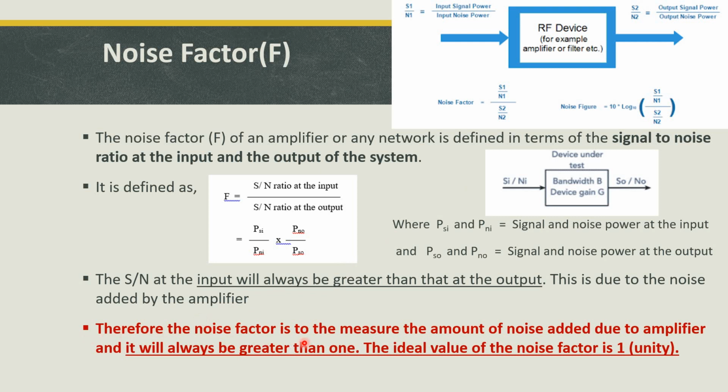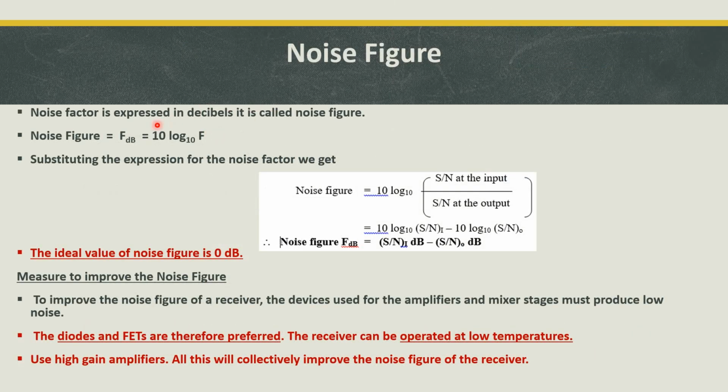Therefore the noise factor measures the amount of noise added due to the amplifier. It will always be greater than 1. The ideal value of the noise factor is 1. If both the values are the same, you will get 1, which means the noise added is almost 0. So by using noise factor, we are able to calculate the noise added because of the amplifier. The noise factor expressed in decibels, dB, is called the noise figure.